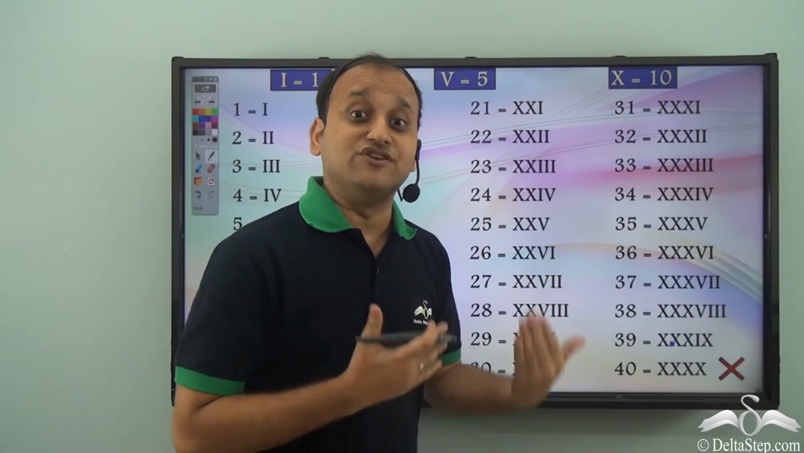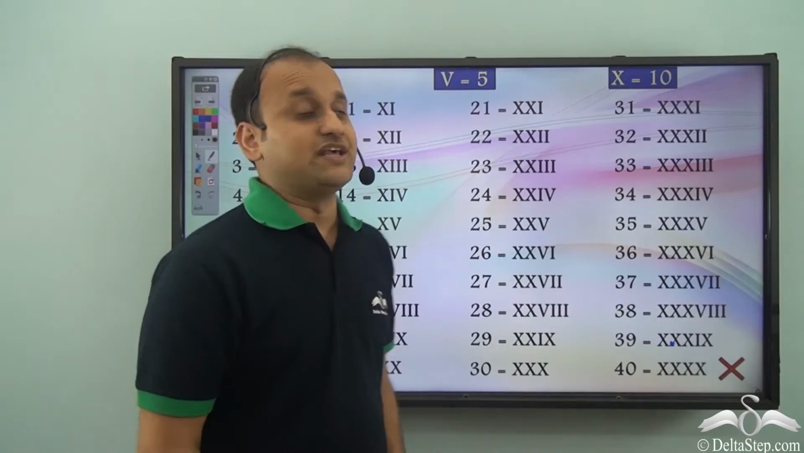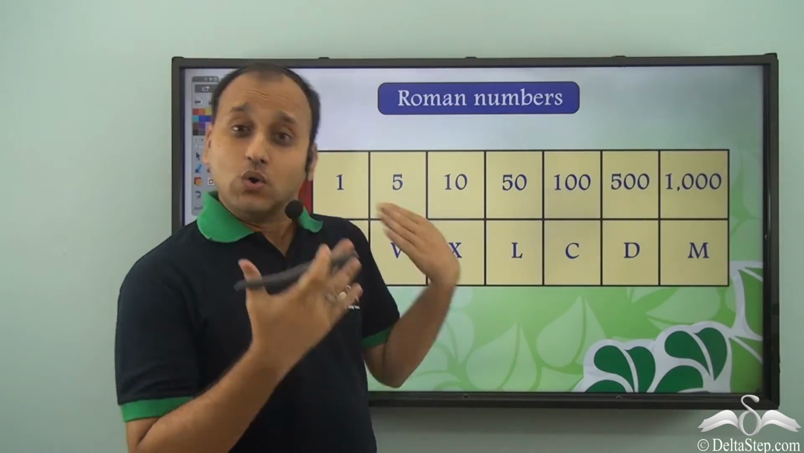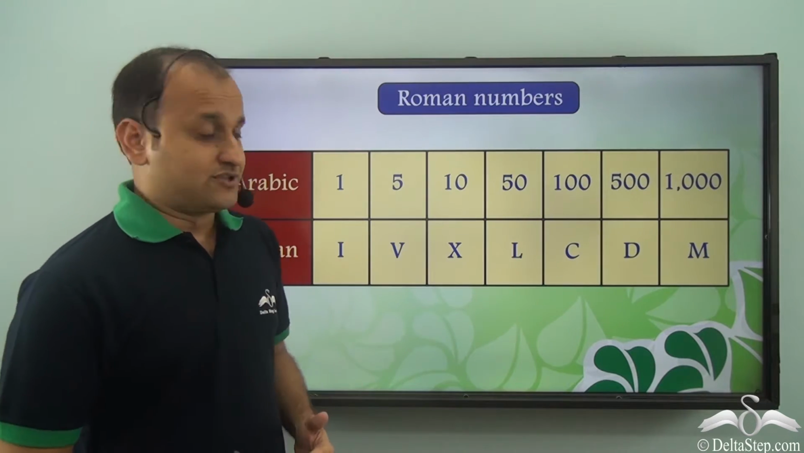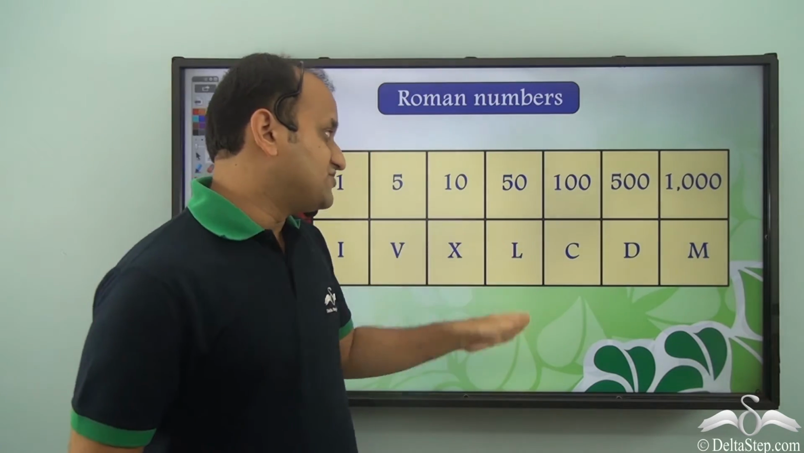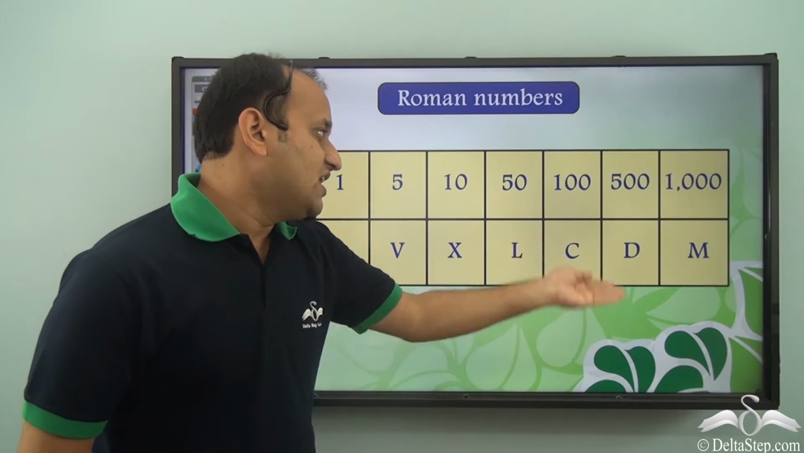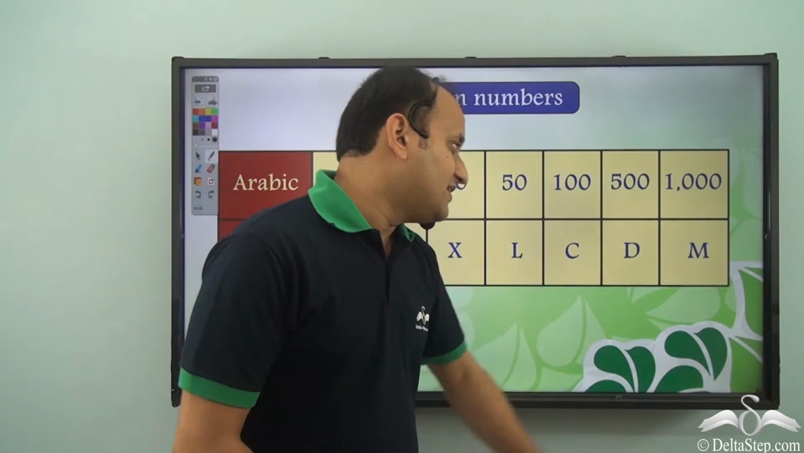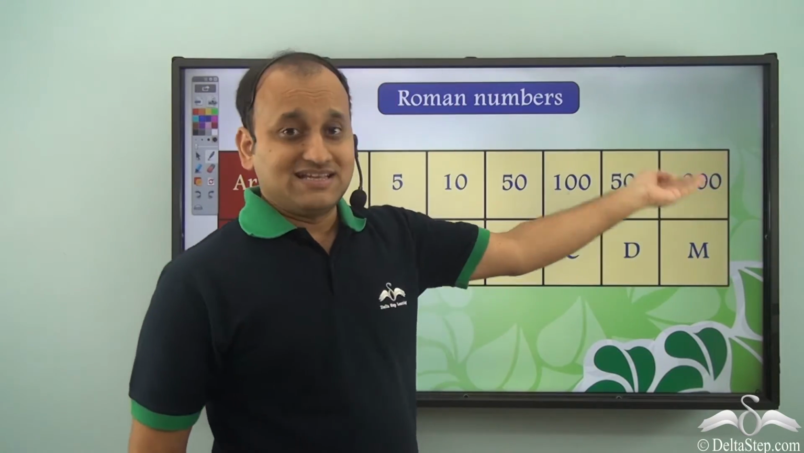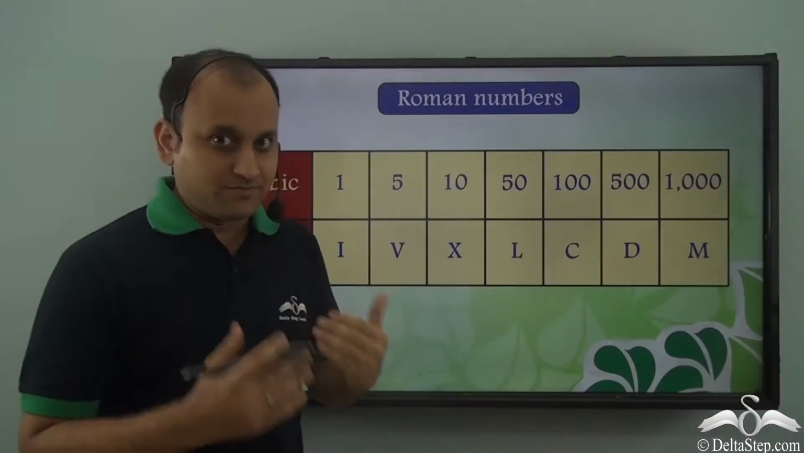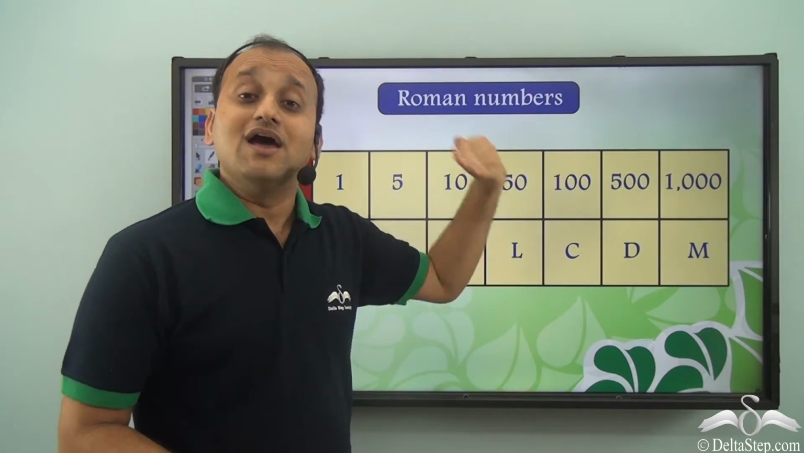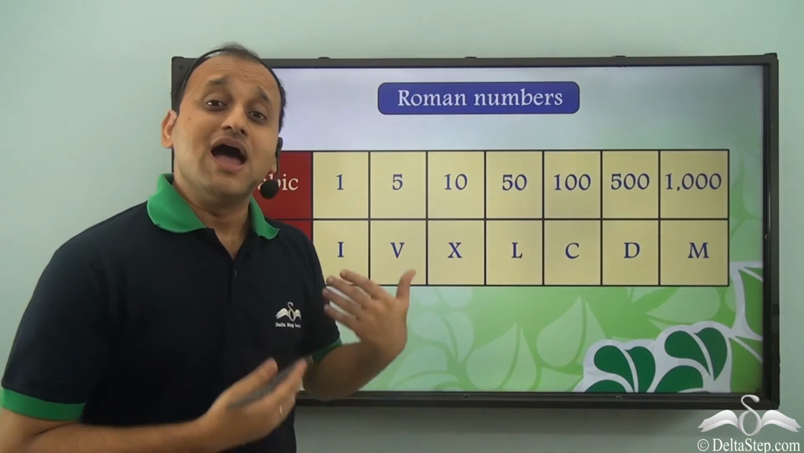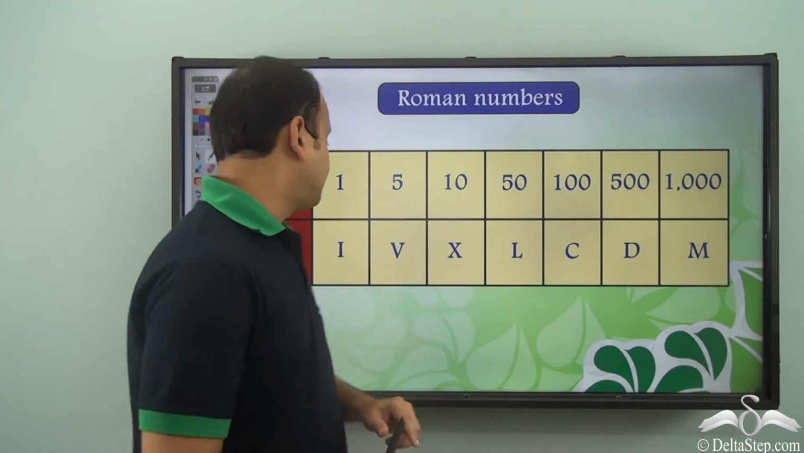And as a result, we have newer symbols after 39. So I, V, and X are not the only symbols in Roman numerals. We have L, which represents 50. We have C, which represents 100. We have D, which represents 500. And we have M, which represents 1000. And similarly, we have more symbols for larger numbers. And all these symbols are used according to how large the number is.